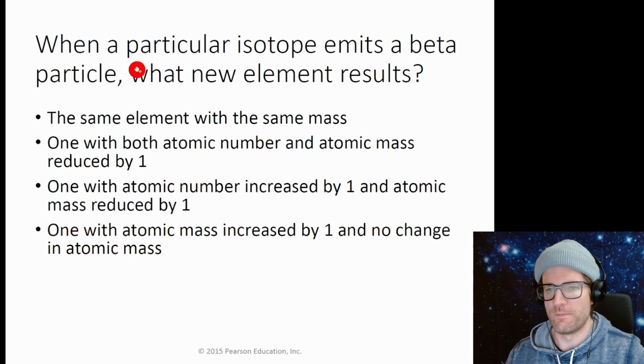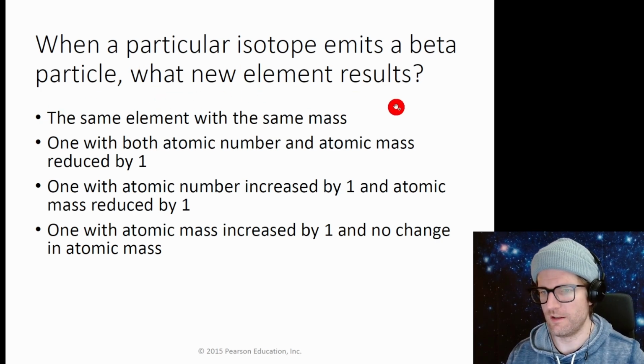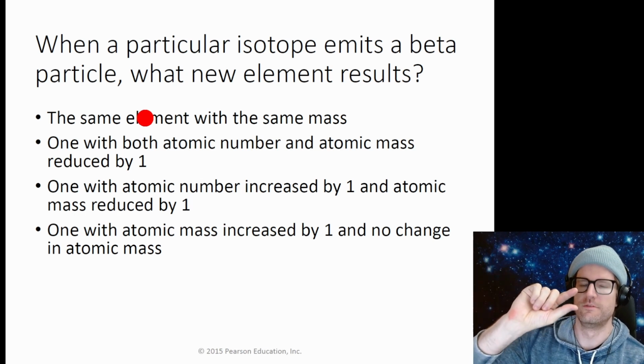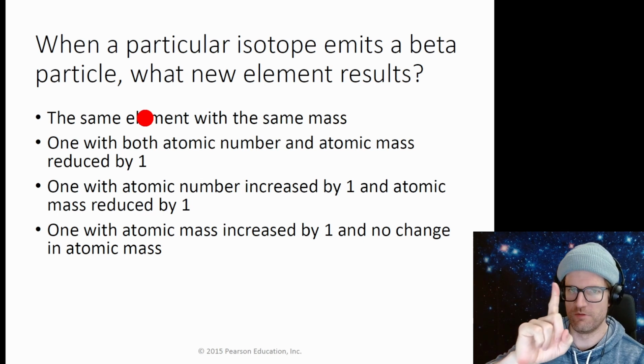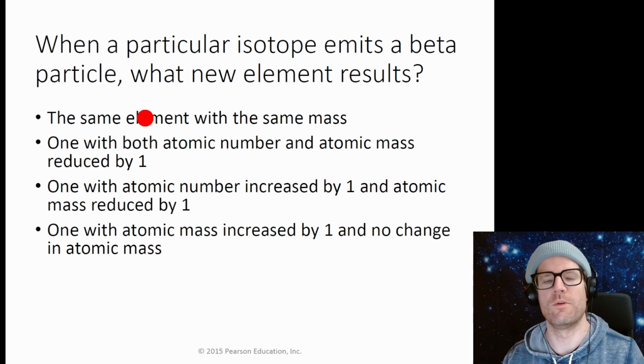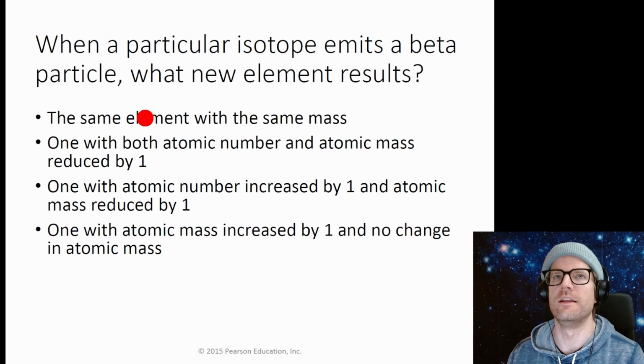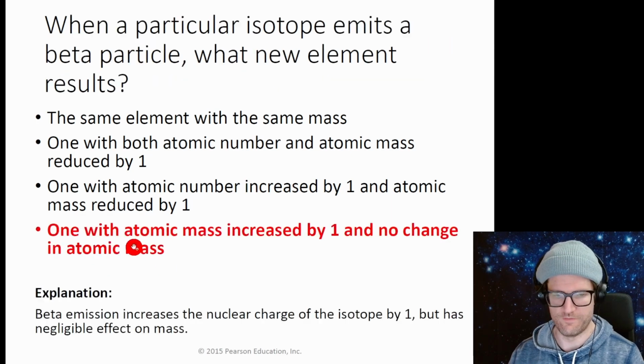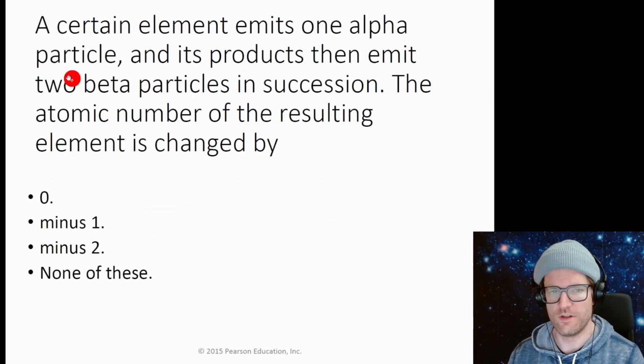Okay. When a particular isotope emits a beta particle, what new element results? Well, we know it's ejecting a beta particle, which converts a neutron to a proton. So the atomic number is increased by 1, and the mass number is unchanged. So both the atomic number and atomic mass reduced by 1? Nope. The same element? No. One with atomic number increased by 1 and atomic mass reduced by 1? No. One with atomic number increased by 1 and no change in atomic mass, the last one. A certain element emits 1 alpha particle, and its products then emit 2 beta particles in succession.